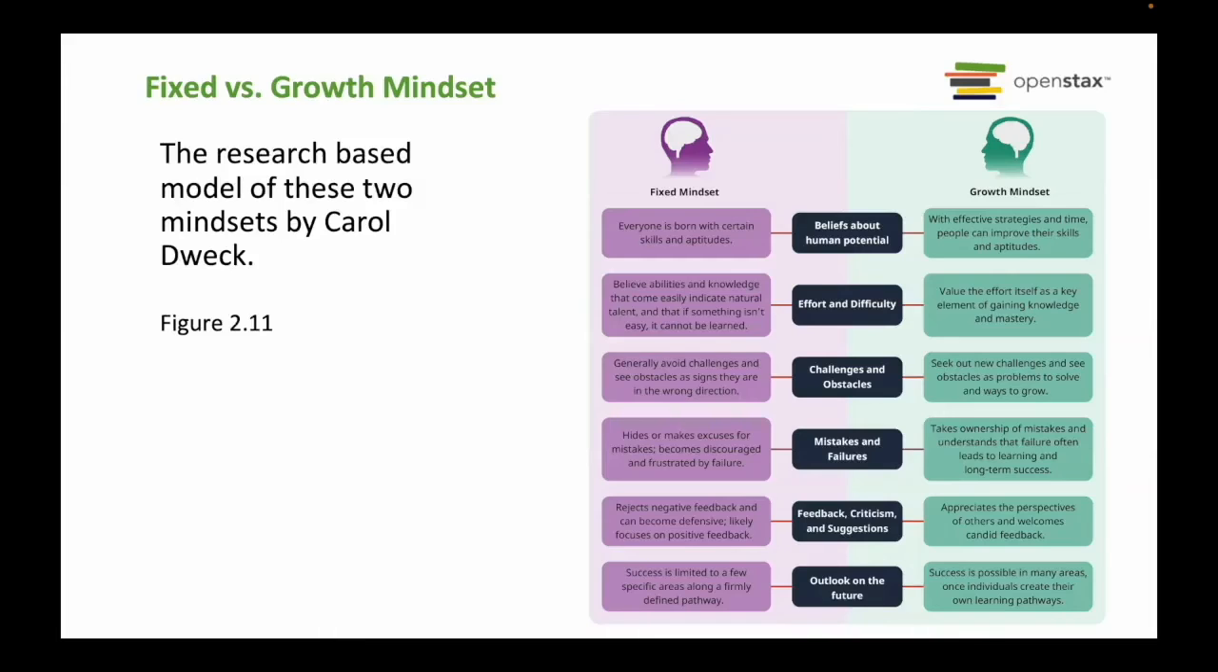When it comes to challenges and obstacles, with a fixed mindset, people generally avoid challenges and see obstacles as signs they are going in the wrong direction. Whereas a growth mindset seeks out new challenges and sees obstacles as problems to solve and ways to grow. With mistakes and failures, a fixed mindset hides or makes excuses for mistakes. They become discouraged and frustrated by failure. Whereas with a growth mindset, they take ownership of mistakes and understand that failure often leads to learning and long-term success.